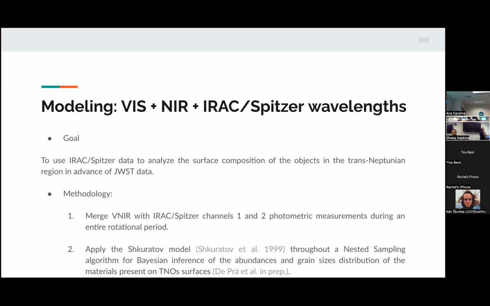Actually, the data that I used was not only one flux in IRAC pixel data, but I did the measurement of the rotational light curve of a sample of objects in both channels. But the possibilities are unlimited, so because of that, we are applying a nested sampling algorithm for Bayesian inference of the abundance of the materials, the size range, and which materials could or could not be there.